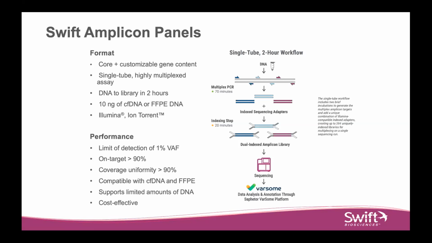These products, we have a number of both core or catalog panels, as well as the ability to do custom panels. As they are here, the limit of detection for mutations is a 1% variant allele frequency. This is to say if you have 100 copies of the genome and just one needle-in-the-haystack copy of a gene, a mutation-bearing copy, that will be detectable in that background.